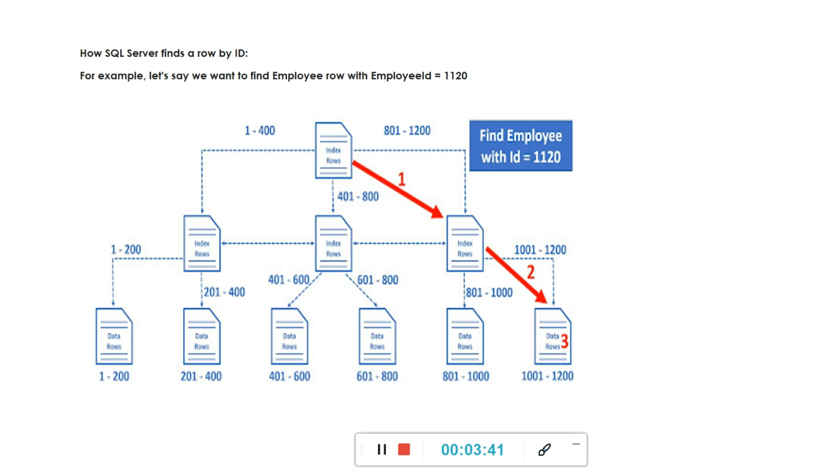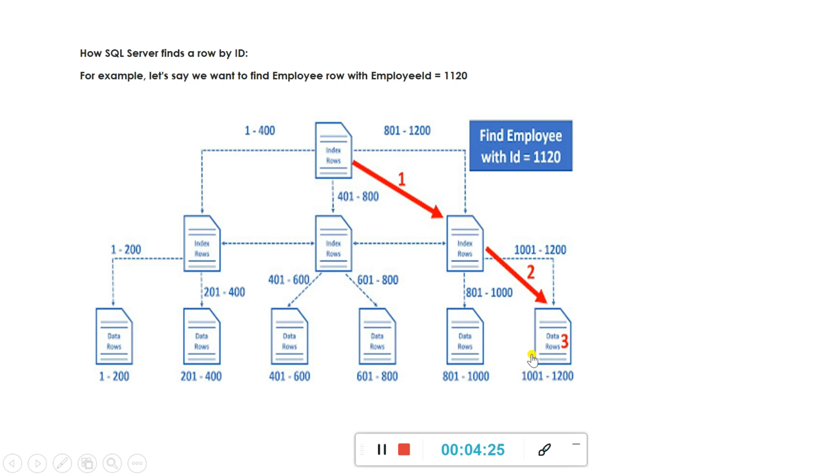Now suppose I need to search for employee ID 1120. How does it actually perform? The database engine is already aware of that tree-like structure, index rows and data rows, so it quickly goes to the nodes. Suppose I need to find the 1120 record. Then it goes to the particular index that contains the data 1001 to 1200, and after that it goes to the extreme left leaf node and finds the data quickly.